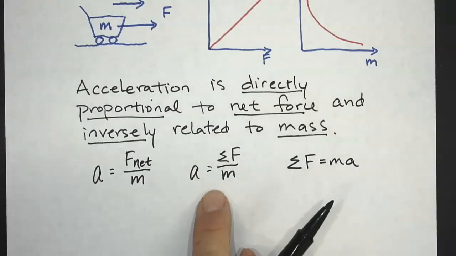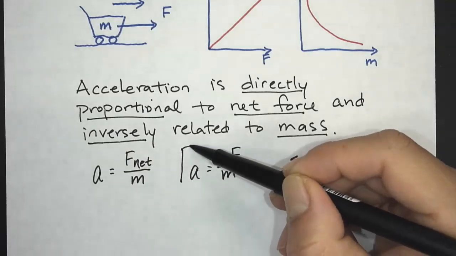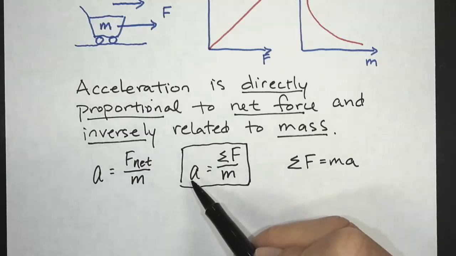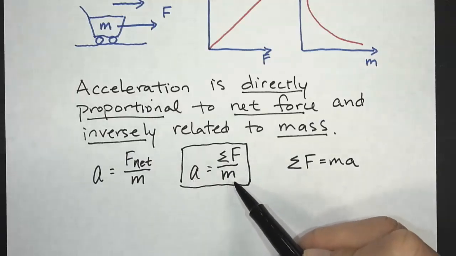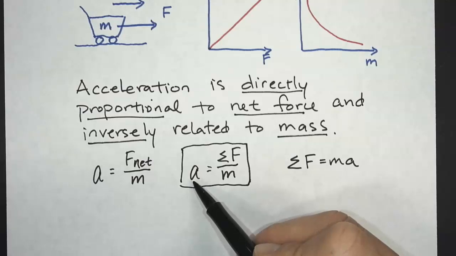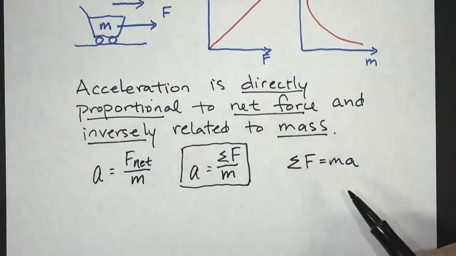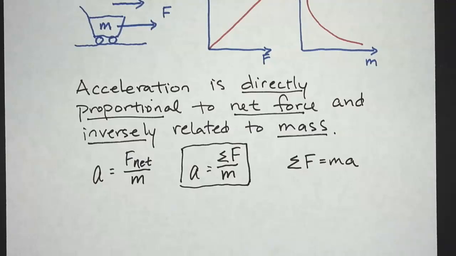I like it written this way when you start learning it initially because I think it makes more sense. You have a greater net force, you're going to have a greater acceleration. You have a greater mass, you're going to have a smaller acceleration. But later on, when you're solving actual problems, this sometimes can be easier to use.